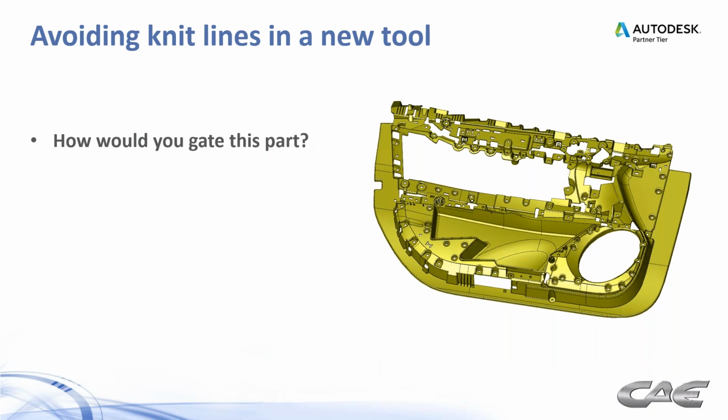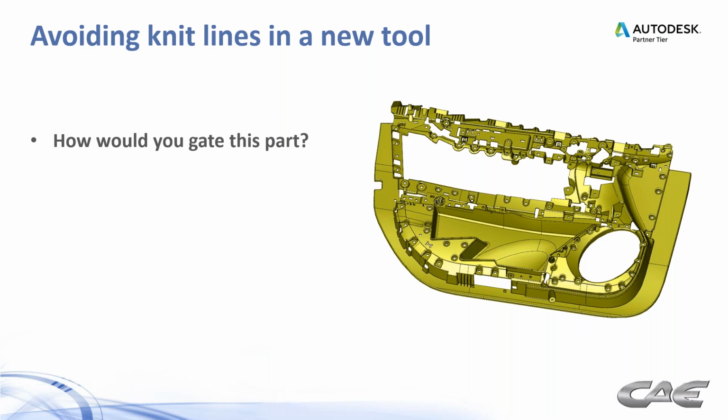What about avoiding them altogether? So if I threw this part in front of every one of you here, and there are 99 people online right now, I bet I'd get about 99 different answers. How many gates would you use? Where would you put them?